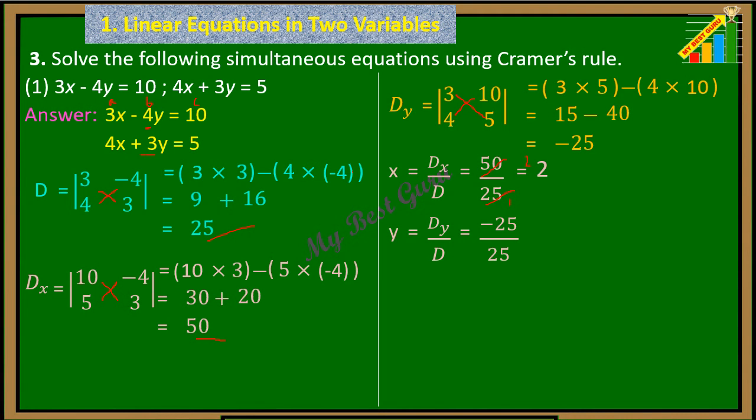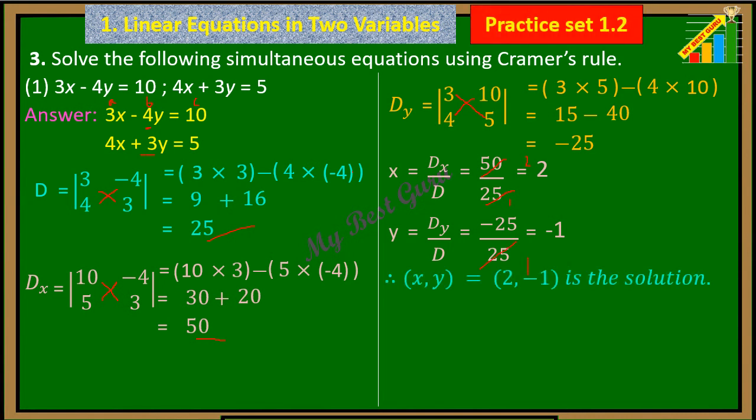Now y is equal to, the formula of y is dy upon d. So dy is minus 25 and d is 25. So 25 ones are 25 and 25 ones are 25. This is minus sign, so you have to give the minus sign here. So the value of y is equal to minus 1. Now the solution for these two simultaneous equations is x comma y is equal to 2 comma minus 1. This one is the solution.